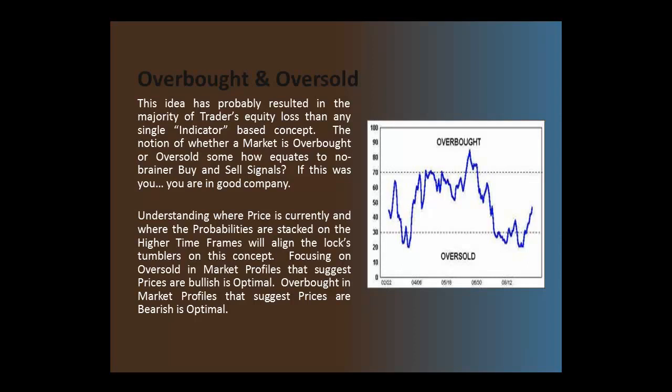And that basically hinges on your understanding of where price is currently and where the probabilities are stacked on the higher time frames. And when you have that, it will align those locks, tumblers, on this concept, and it'll be far easier to see real overbought and real oversold in the marketplace. Focusing on oversold in market profiles that suggest prices are bullish is optimal. Overbought in market profiles that suggest prices are bearish is optimal. Now, if that went over your head, that's okay. So let's take a look at real market examples on how we can use overbought, oversold, and the pros and cons that go along with using it.